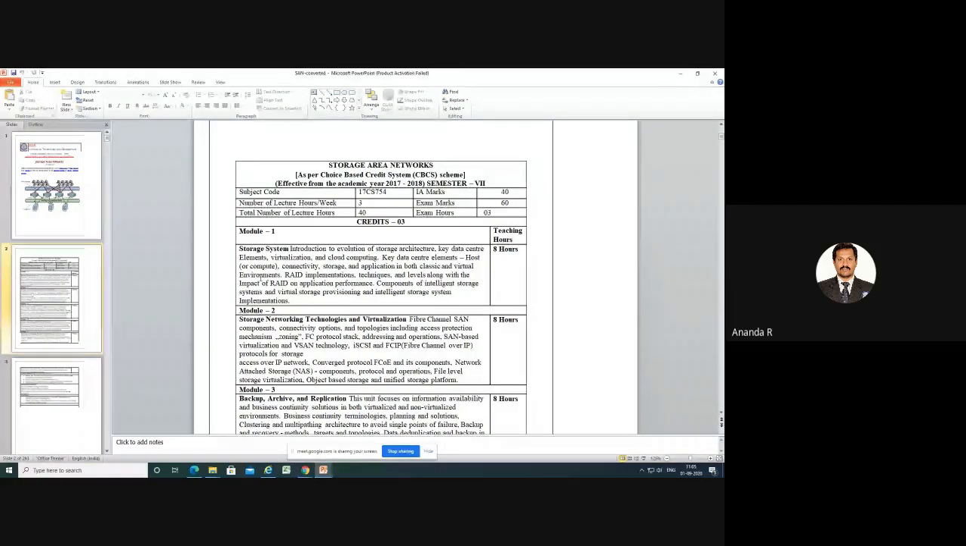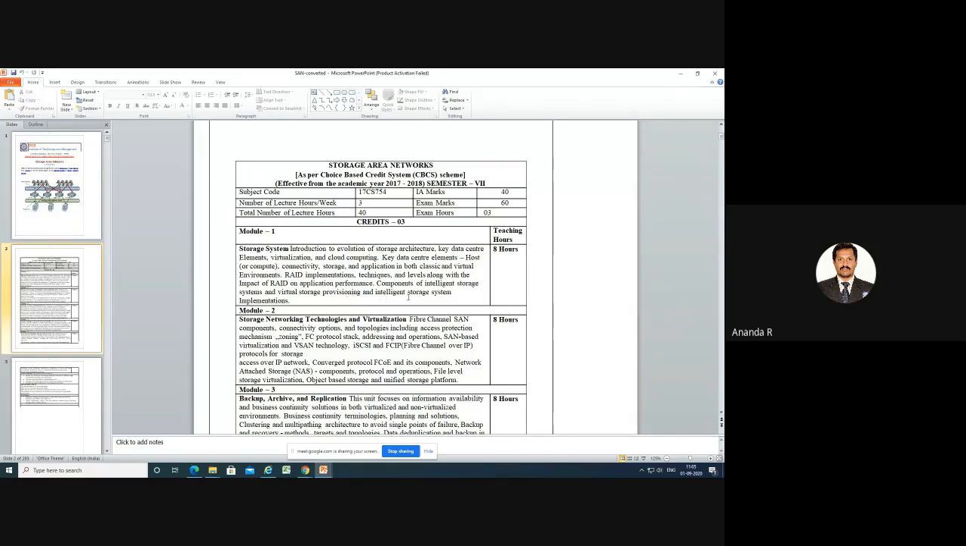And we also study RAID. What is RAID and its implementation, then techniques, then other levels along with the impact of RAID and application performance, then components of intelligent storage system and virtual storage provisions.